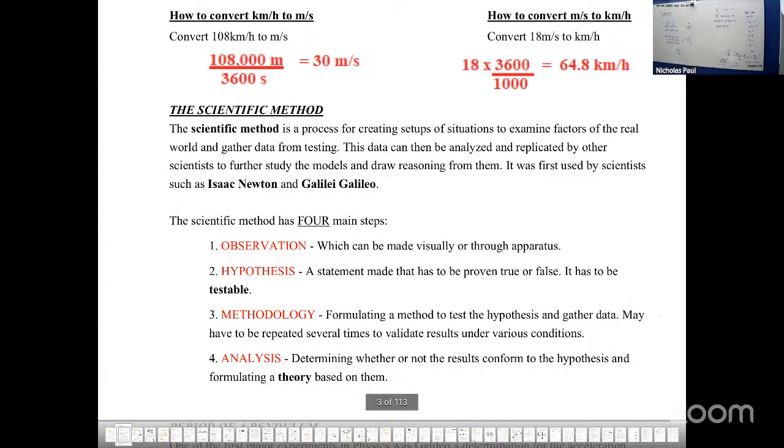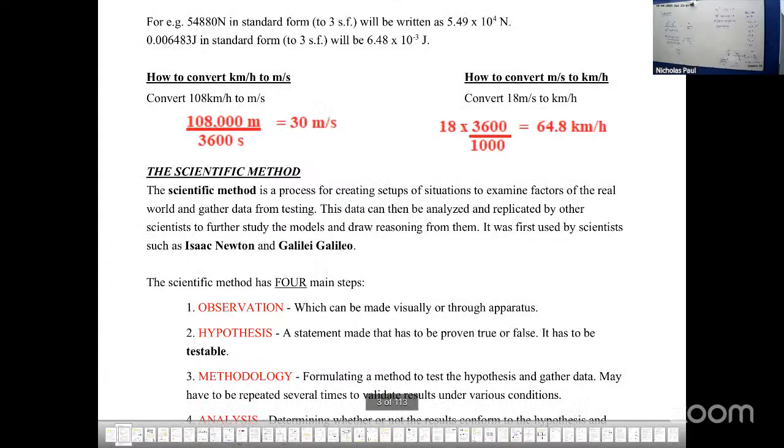Before we do that, we have to be able to convert kilometers per hour to meters per second. So convert 108 kilometers per hour to meters per second. How are we doing that? First, you have to figure out what does 108 kilometers per hour mean? 108 kilometers in how much? In an hour. So it means 108 kilometers in 1 hour.